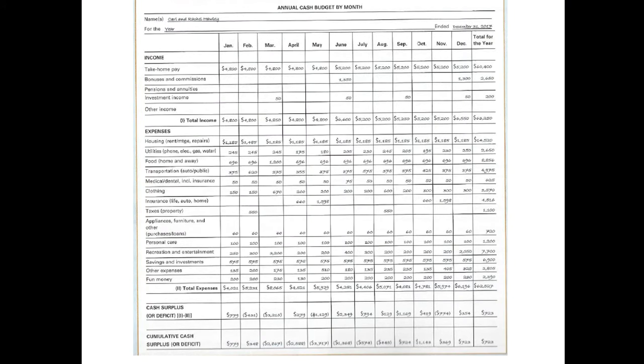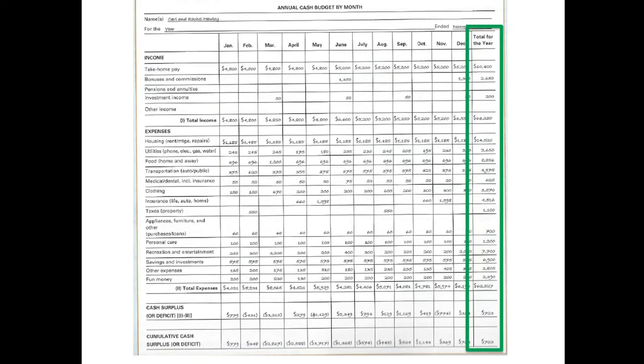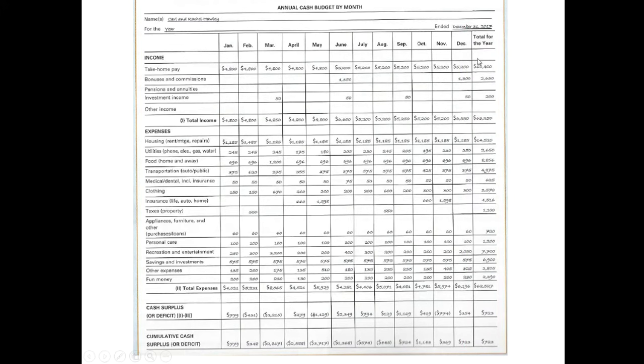So this is what the annual cash budget looks like. This is the one that you have in your handout. And it's a lot to look at at once, so let's narrow it down. The first thing to notice is that the last column is the total. Actually, back up. The first thing to notice is the date, December 31st, 2017.